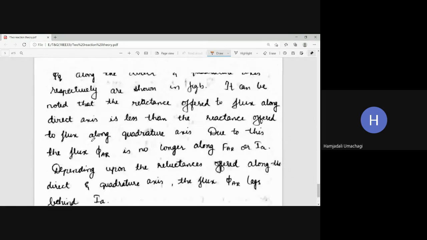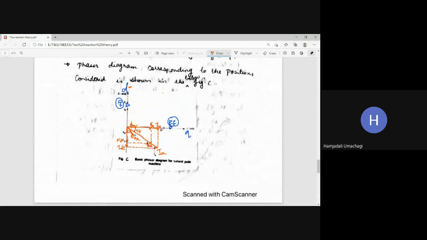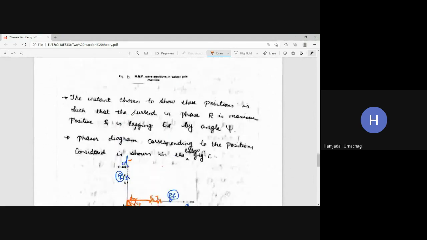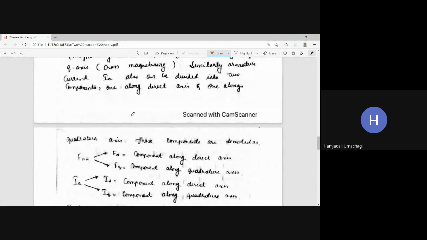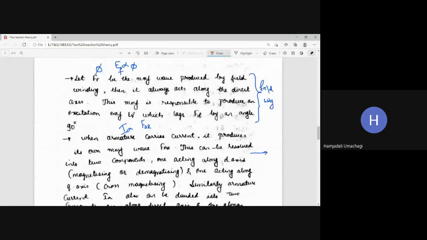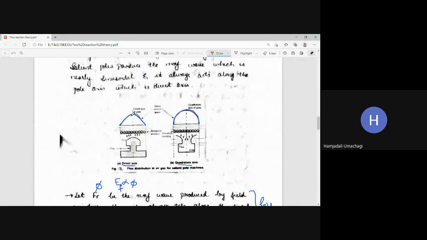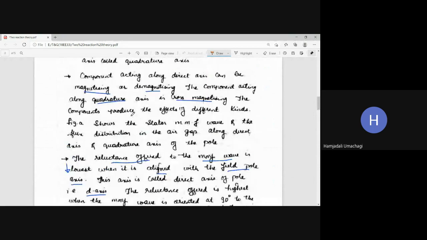All these things we have discussed will be depicted in the phasor diagram. Whatever I have explained here, you should write and explain in the theory part, if the question is like: with the neat sketch, explain two reaction theory in case of salient pole machine. Is it clear to all of you?